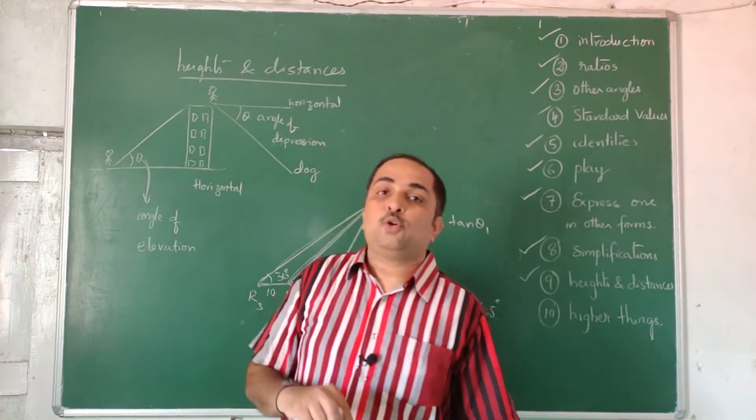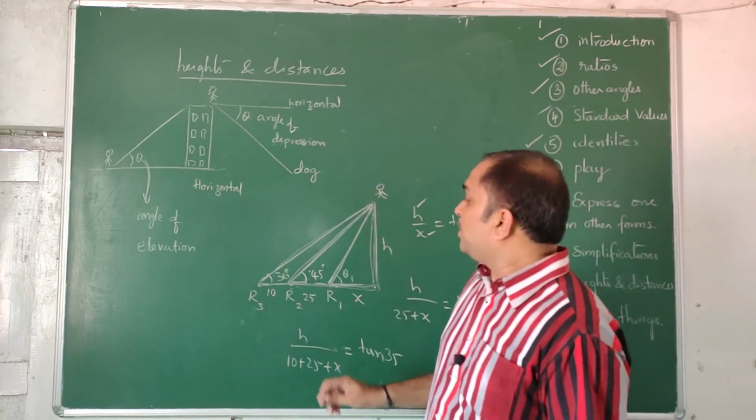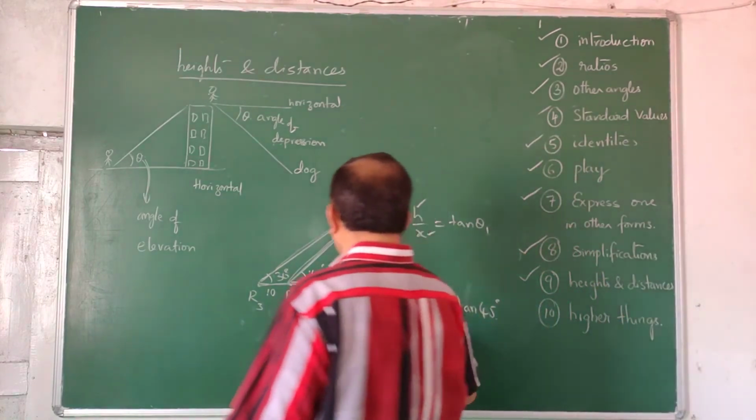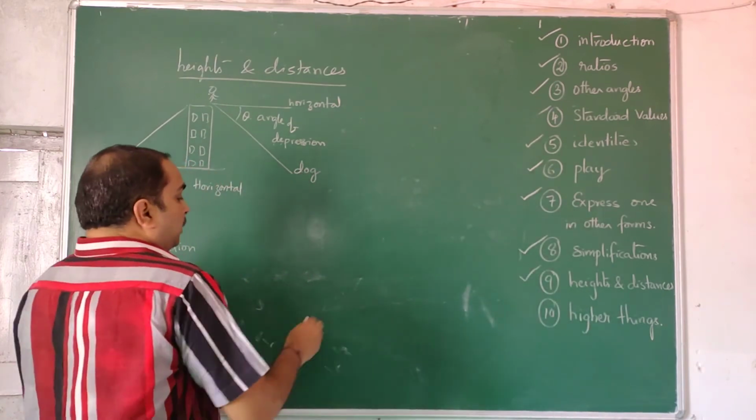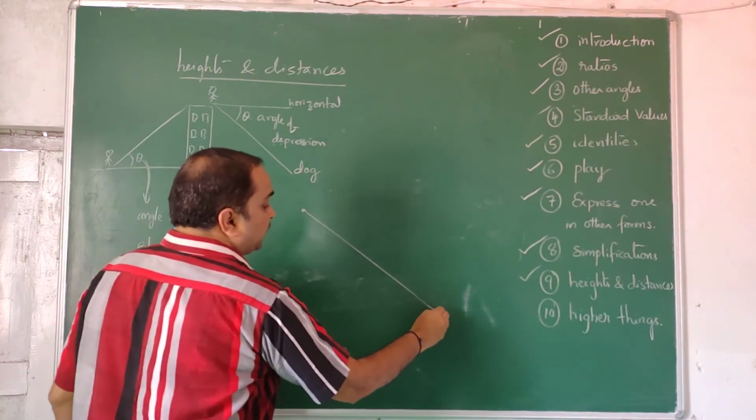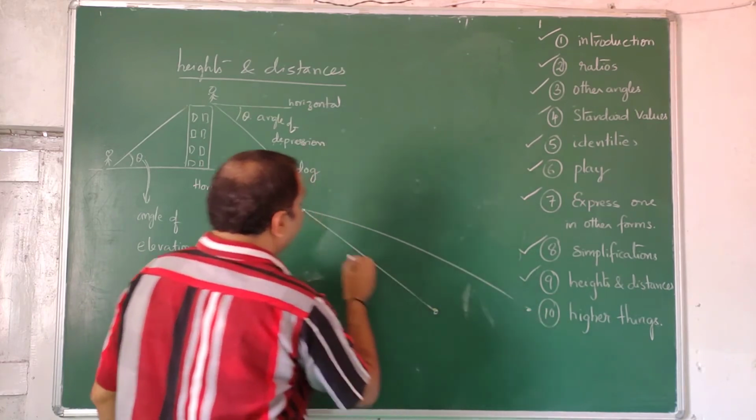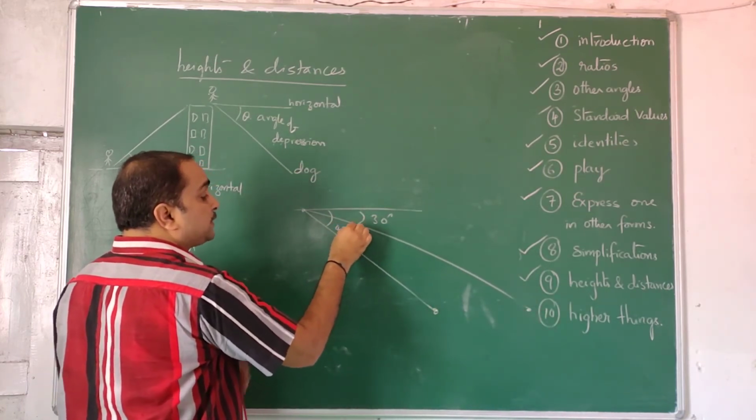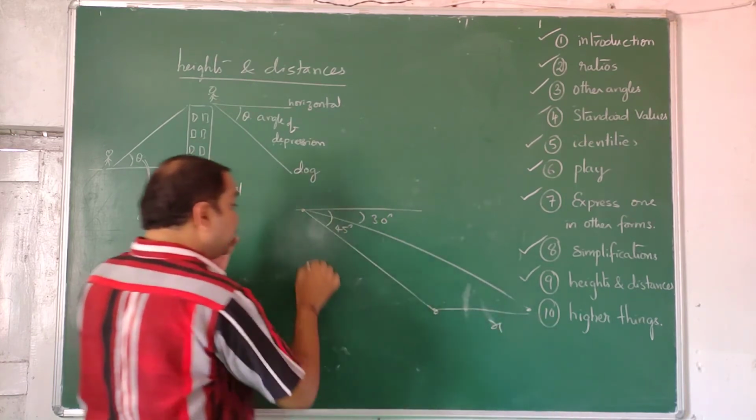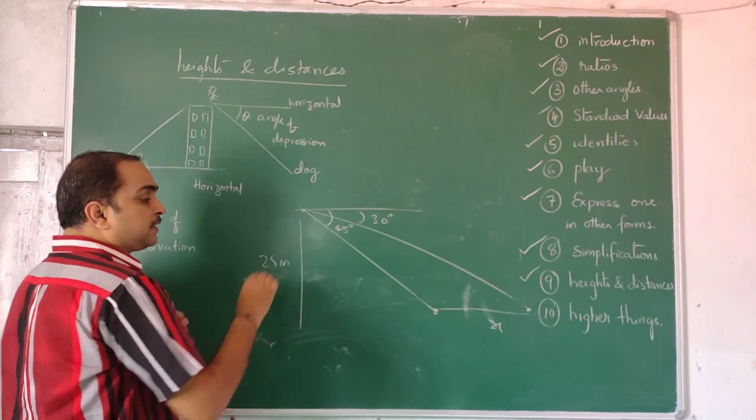In the beginning, I told you about approach. This is what approach is. Whenever you have multiple triangles which are right angled in nature, suppose somebody is seeing from here, a boat is here, and after some time the boat is here. This angle of depression is 30 degrees, this angle of depression is 45 degrees. Find this distance, given he is at a height of 25 meters.